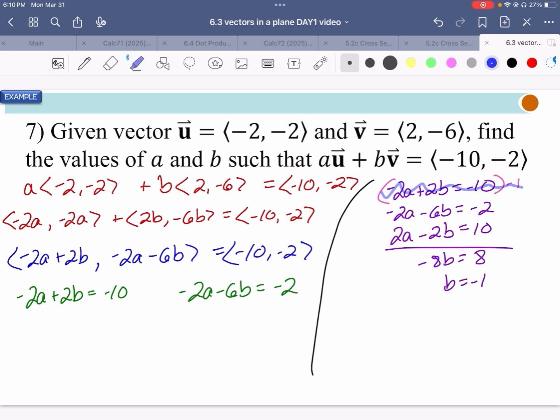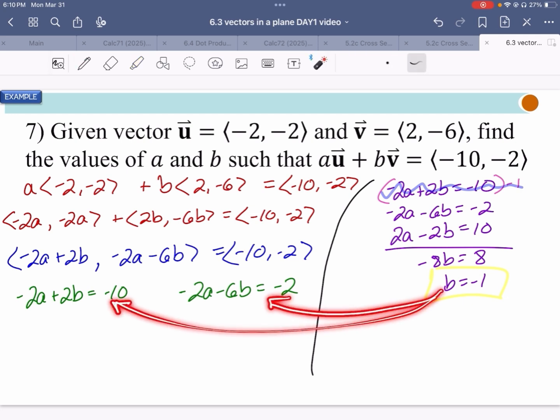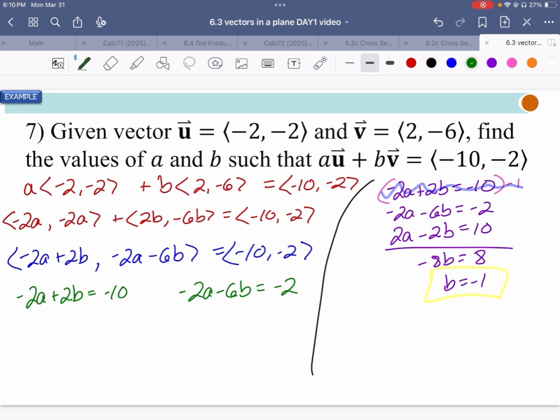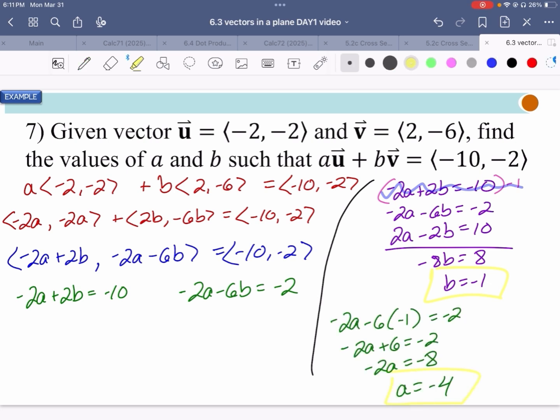I'm going to highlight that because that's one of my answers. And then also, I need to find a, so I can take this b value and plug it into either one of these. It doesn't matter which. I'll do the first one because it's closer. So I'm going to have -2a minus 6 times -1 equals -2, and so a equals -4. Voila.